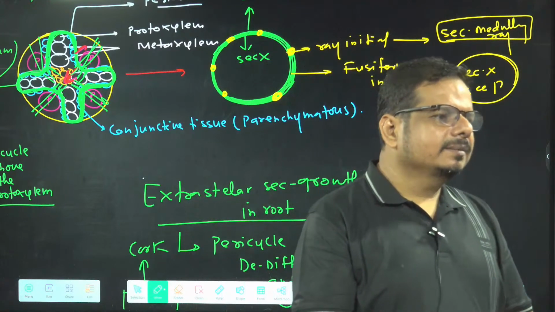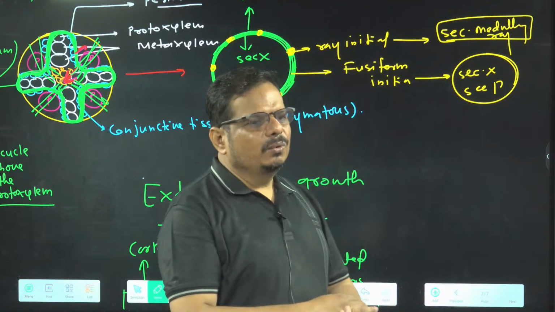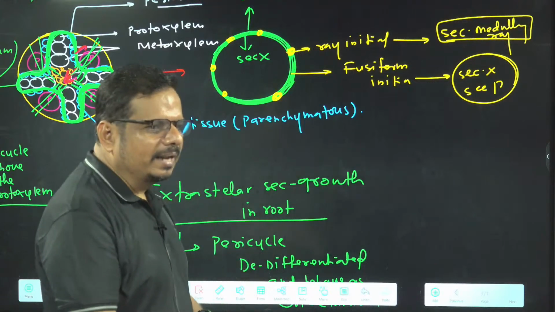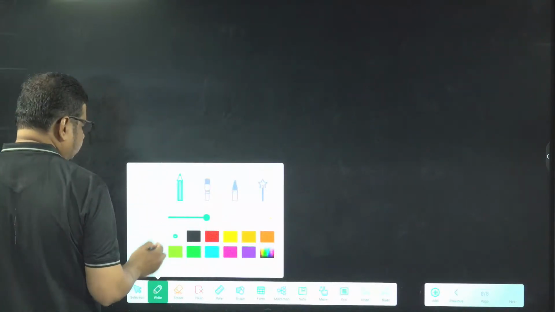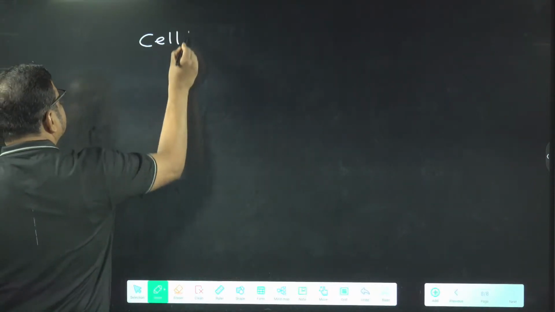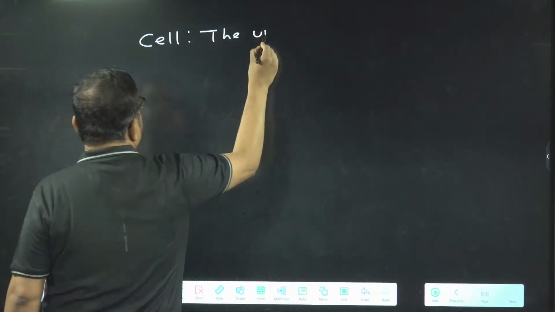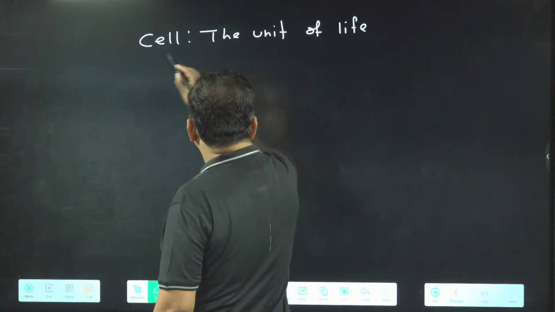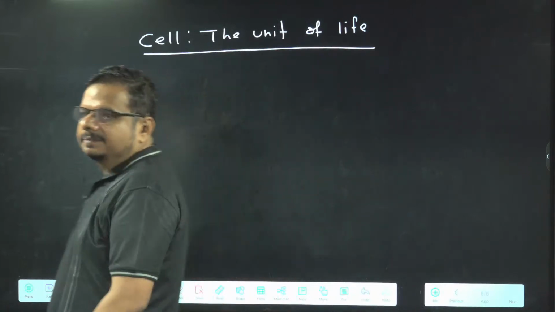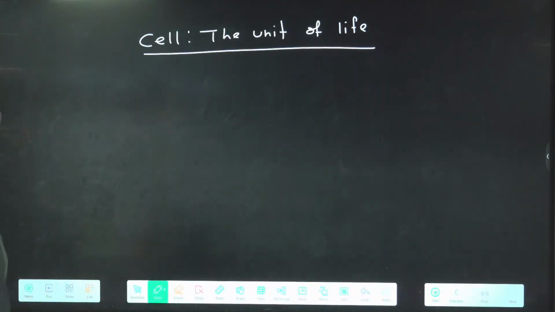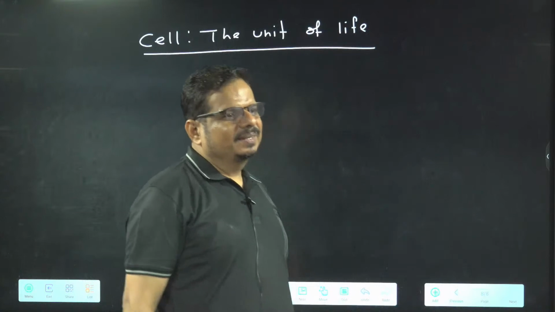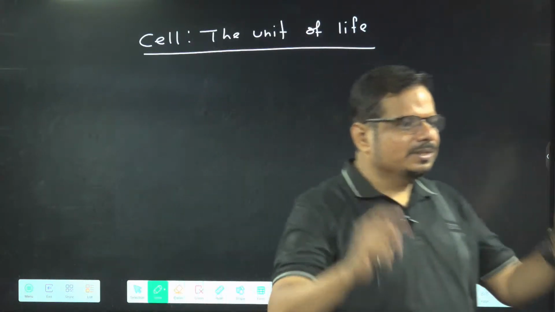So the next chapter we are going to start is what? Cell, the unit of life. Okay, so let's start a new chapter, that is the cell, the unit of life. Okay, have a look. Cell, the unit of life. It is a very important chapter. So many questions are going to be asked from here. Sometimes it happens in NEET, 6-7 questions came from here.